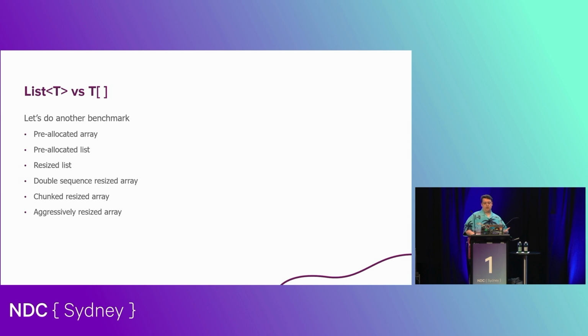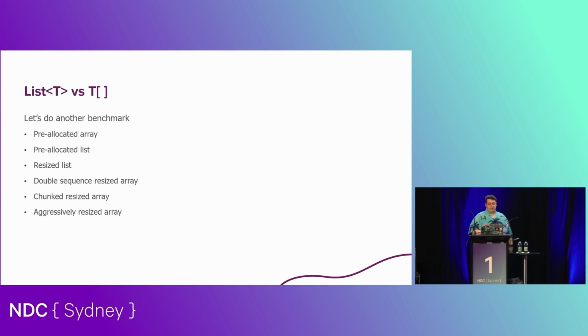Or I can also say, what if I come up with my own ways to resize my arrays and use array copy or array.resize? So that's what I did. I compared the pre-allocated array with pre-allocated list to dynamically resized list. And then I implemented 3 versions of dynamically resized arrays. The first one mimics what the list is doing. So it starts with 4 items and then it doubles in size every time.